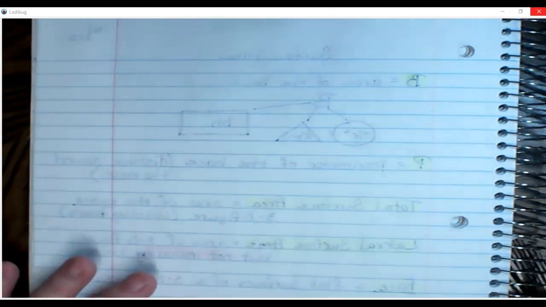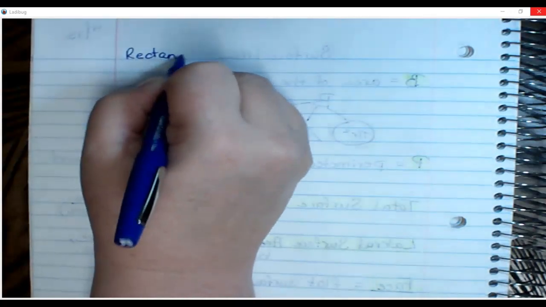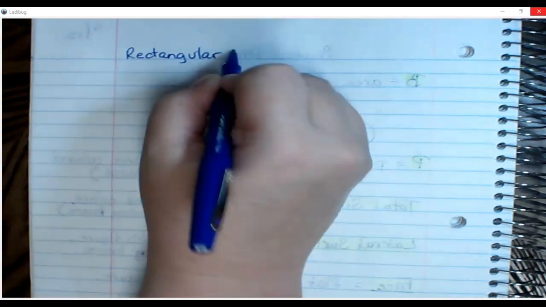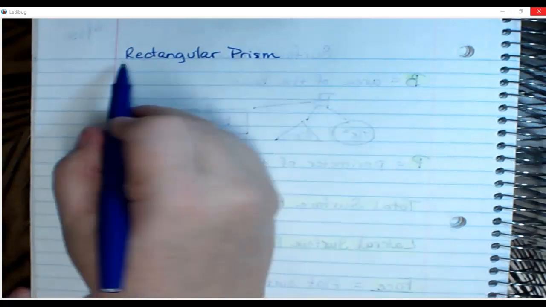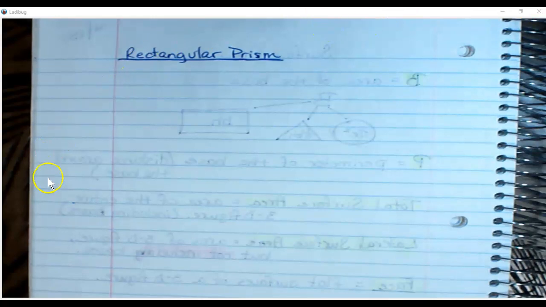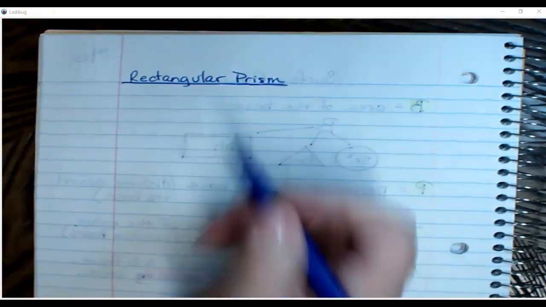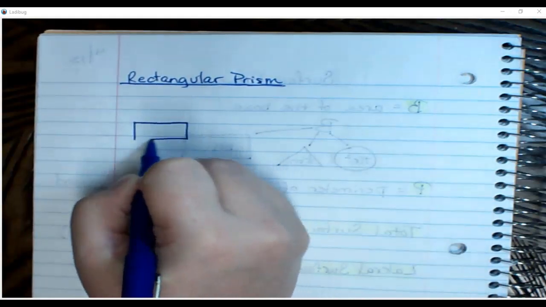We pretty much talked about cylinders and volumes, and we'll get to that today as well. But the first type of shape that we'll be using with three-dimensional figures and surface area is called a rectangular prism. Alright, so we're going to draw this rectangular prism. I'm going to come down here and draw a rectangle.